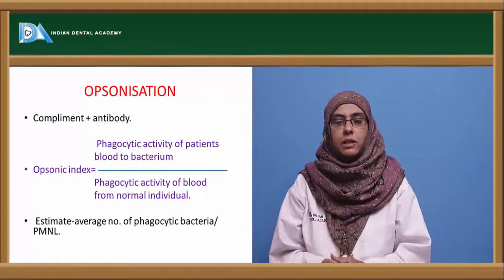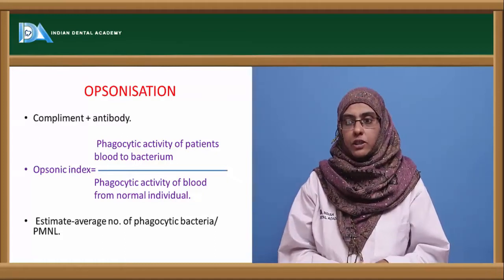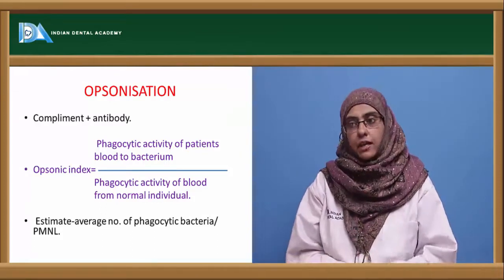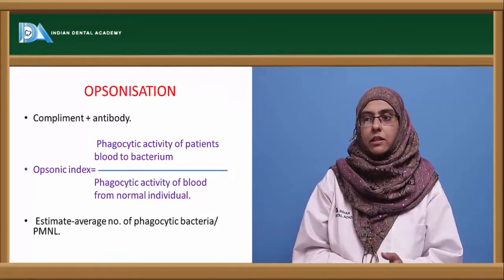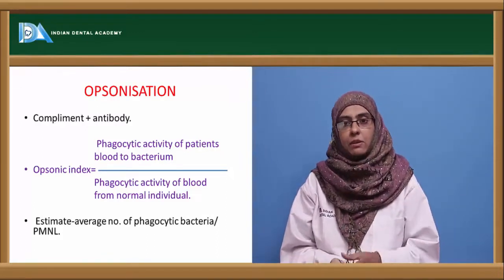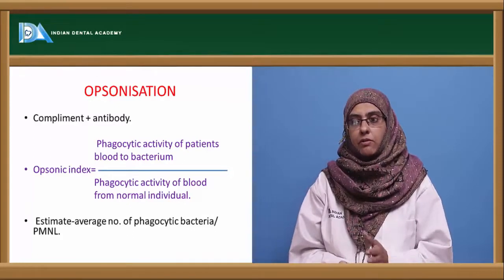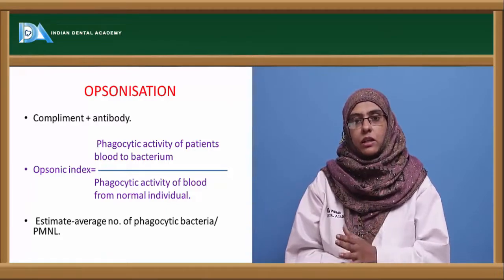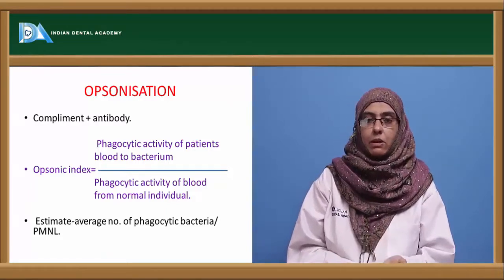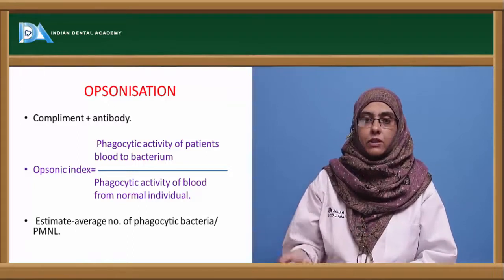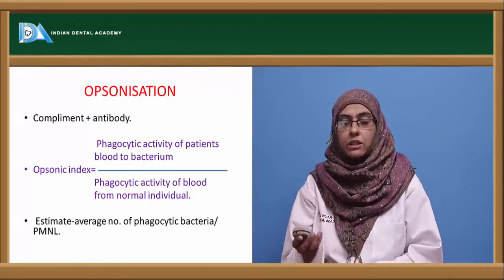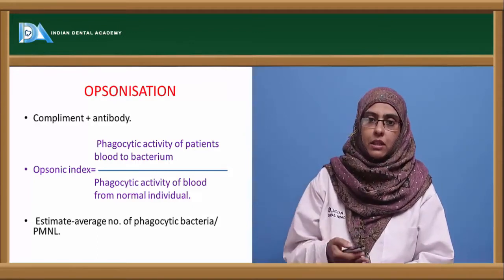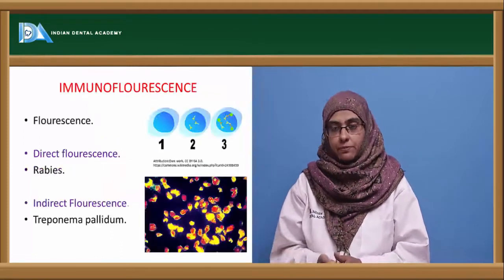Here it can be expressed in the form of an opsonic index, which indicates the phagocytic activity of the patient's blood towards the bacterium compared to the phagocytic activity of the blood from a normal individual. This can be estimated by the ratio of the average number of bacteria engulfed by the polymorphonuclear leukocytes of the patient to that of the normal individual. So this helps to know the resistance of the human body towards the antigen during the course of an infection.